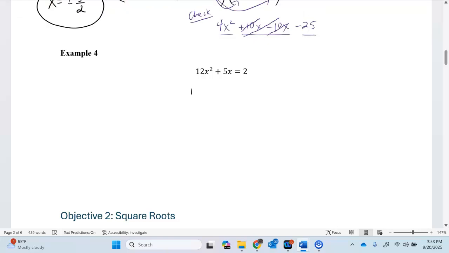So I'm going to set it to 0 like we did in the other cases, which is always what we do when I'm solving quadratic equations by factoring. Always set it to 0. We do completing the square later. We won't necessarily set to 0, but when I'm factoring, I'm always going to set to 0. Okay? Now, there's no GCF. Can't do that.